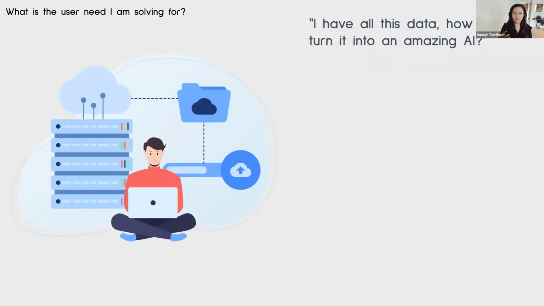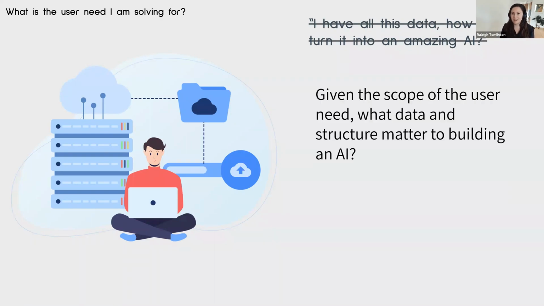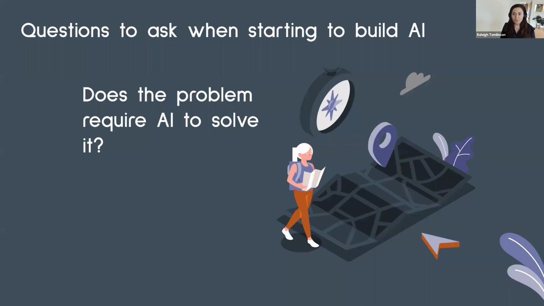When you're thinking of building something, a lot of people start with, I have all this data, how can I turn it into an amazing AI? But what we should be asking is, given the scope of the user need that I've researched and verified, what data and structure matter to building an amazing AI? So I'm going to keep moving.